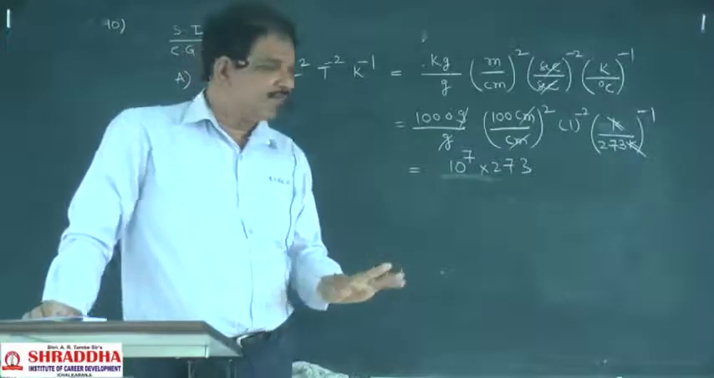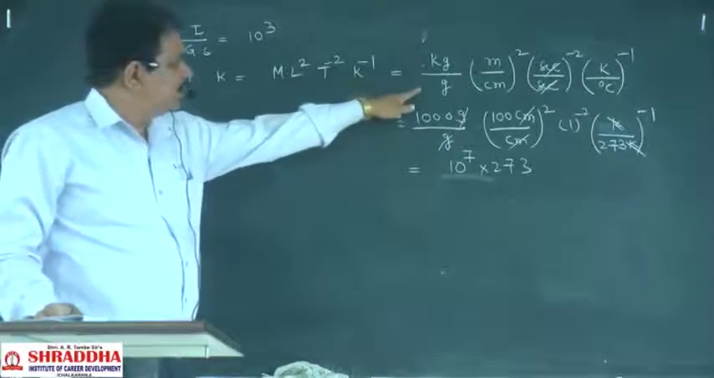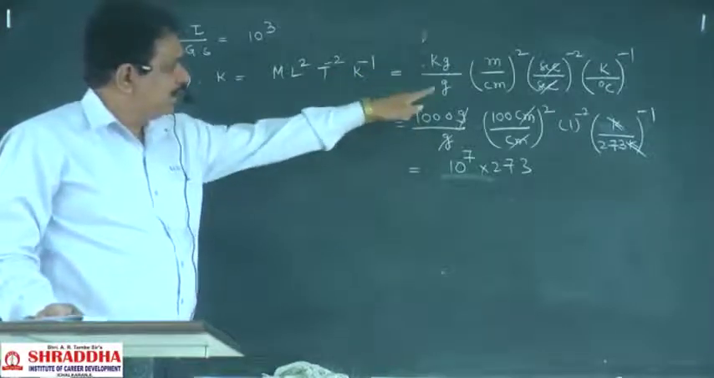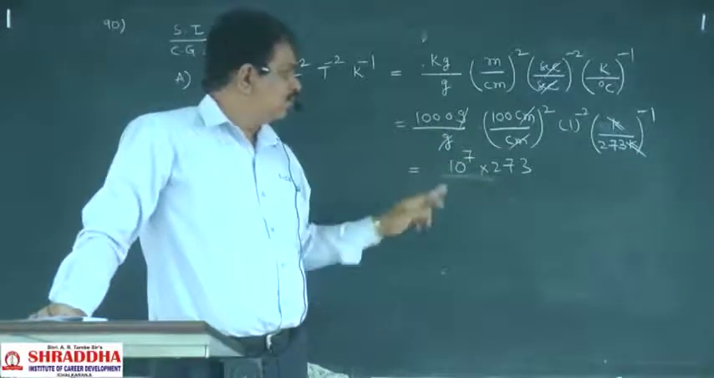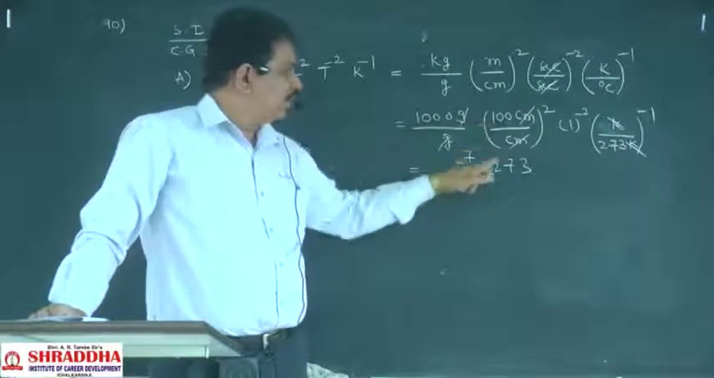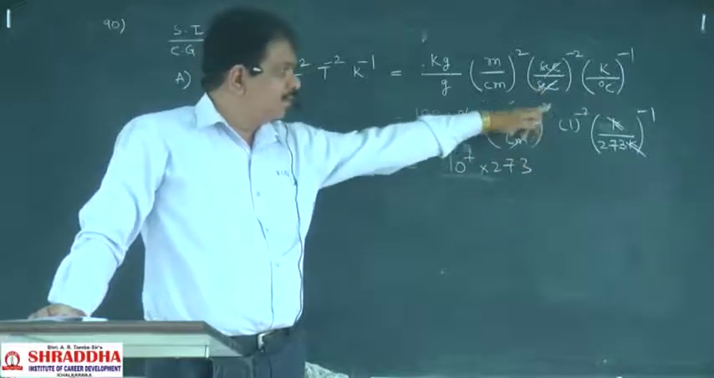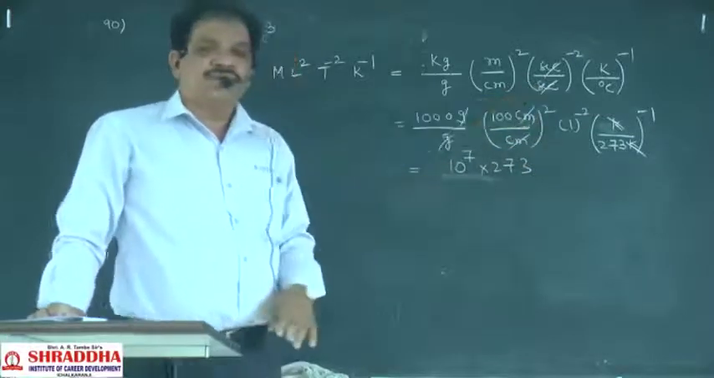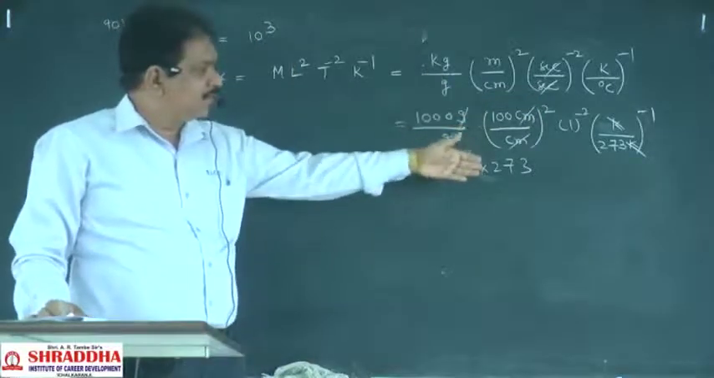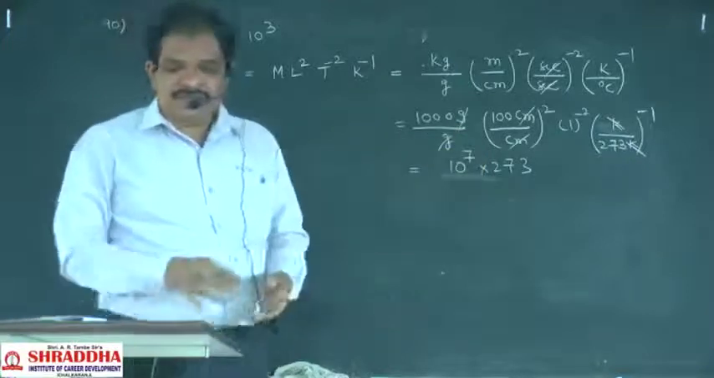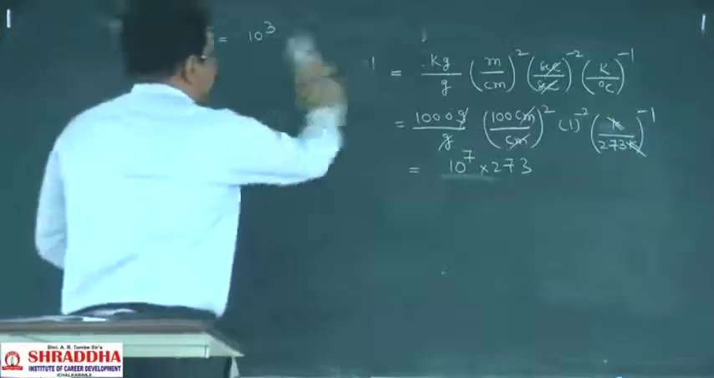Clear understanding? We wrote the dimensional formula. We write SI unit, CGS unit. That relation we used. Then finally we got this value. Here 10 cube, here 10 power 4, 10 power 7. 1 power anything will be 1 only. 1 degree centigrade is equal to 273 Kelvin. Using that we got finally this one. This is not equal to 10 cube. Next, second option you check.